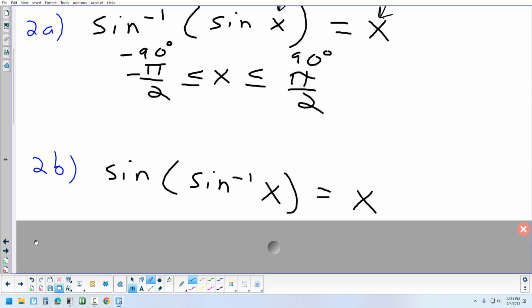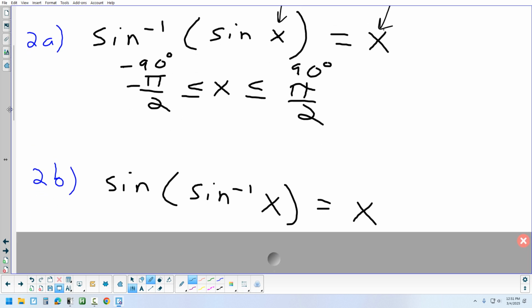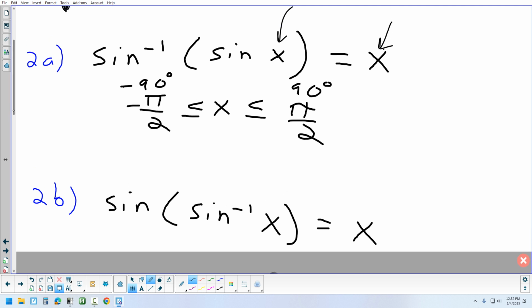Yep. Okay. So now look at formula 2b. If you look quick, it kind of looks the same, but it is a little different. The negative 1, that inverse sine, is on the inside. Okay, so what's the difference? It's on the inside. It's kind of like if you did this. If you took 3, you squared it, and you square rooted it.